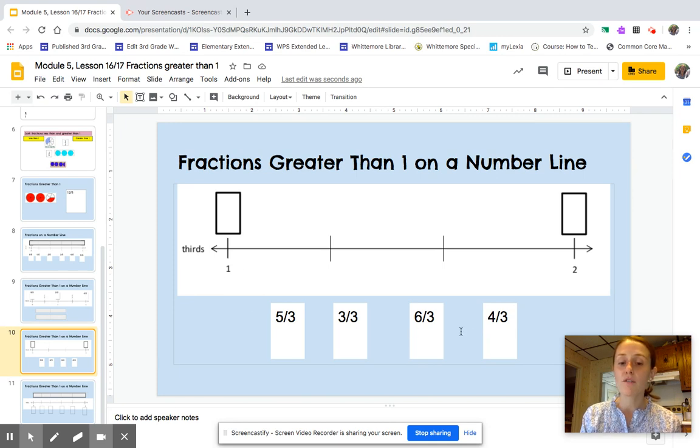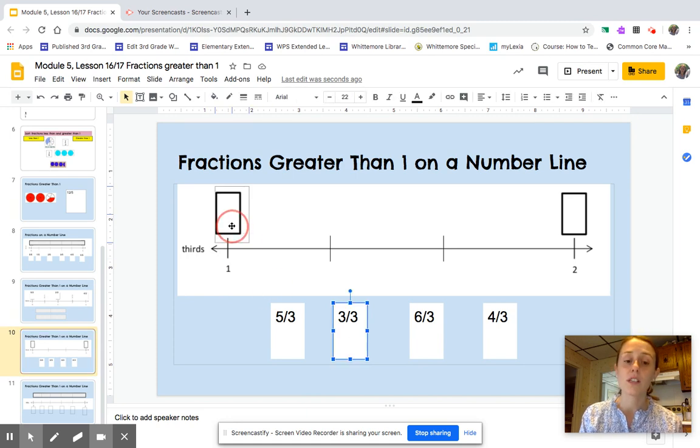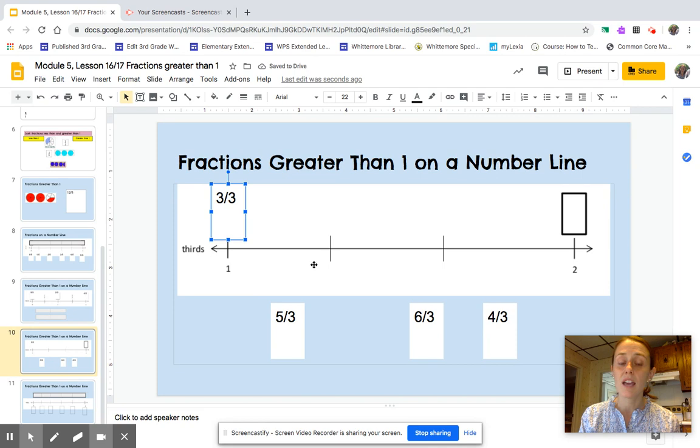Take a look at my fraction options at the bottom and see if you can help me out and tell me how many thirds make one whole. If you said 3/3, you are correct. Nice job. 3/3 is going to make one whole. Think about a rectangle split into 3 pieces. If each one of those pieces was colored in, it would give me 3/3.